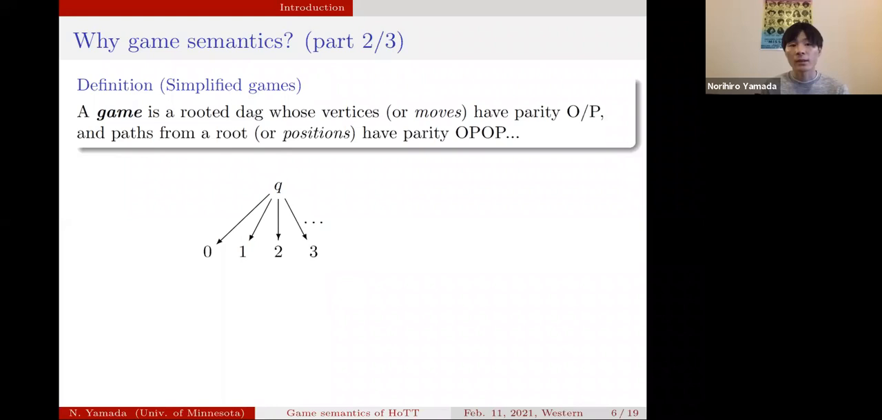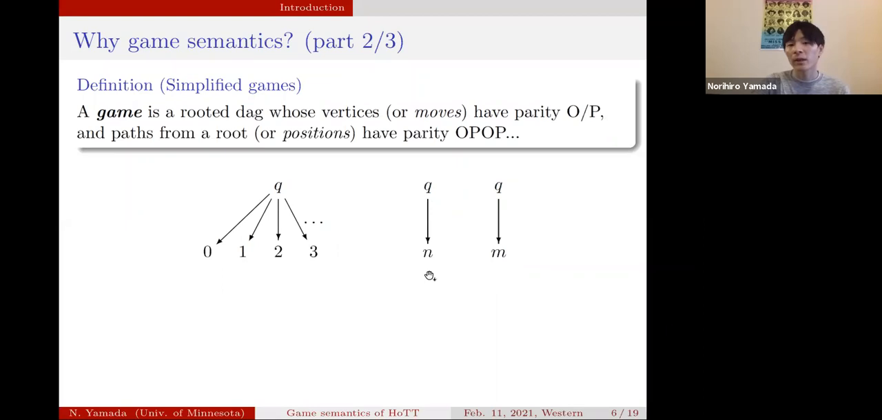Next, let me describe a game for the function type from natural numbers to natural numbers. To construct such a game, we first need two copies of the natural number game. Here I'm introducing some abbreviations. n and m are variables ranging over all natural numbers. So this is just an abbreviation of the natural number game, and this shape is also an abbreviation of the natural number game. We have two copies, on the domain and codomain. Next, we switch the parity on the domain game. So now Q becomes the player's move and n becomes the opponent's move.